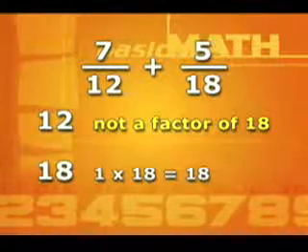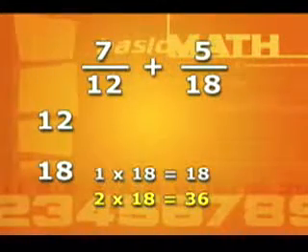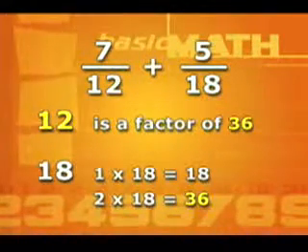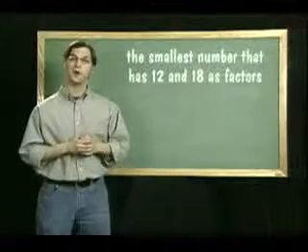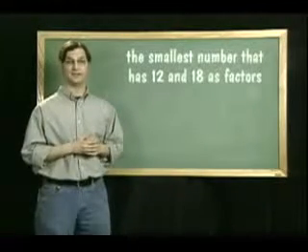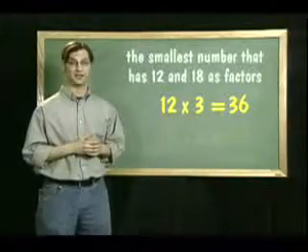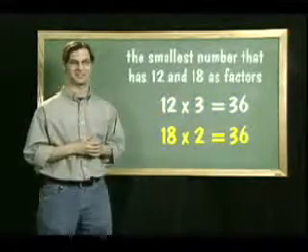So, we keep going. 18 times 2 equals 36. 12 is a factor of 36 because 12 times 3 equals 36. The smallest number that has both 12 and 18 as factors of it is 36. 12 times 3 equals 36, and 18 times 2 equals 36.